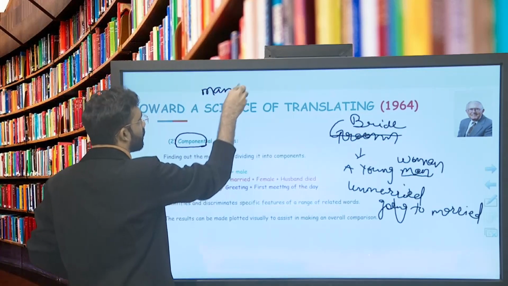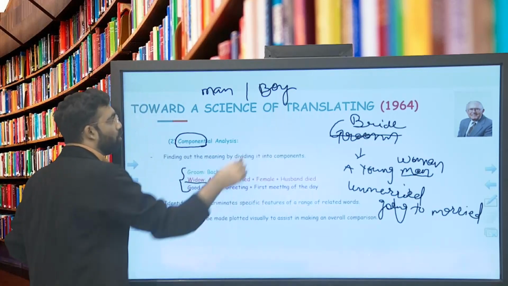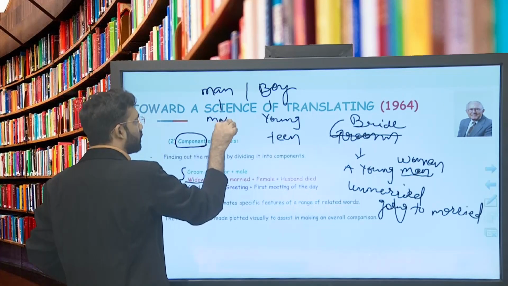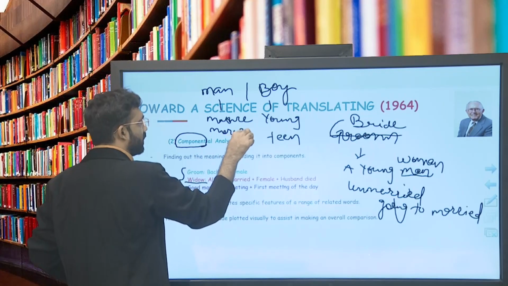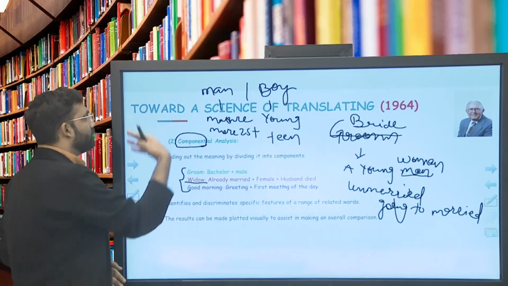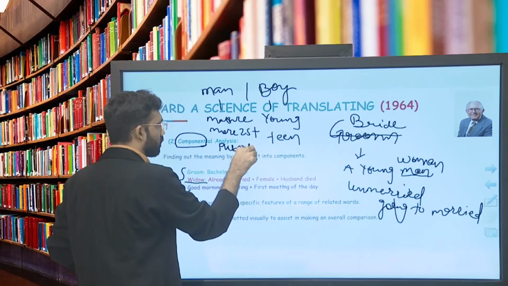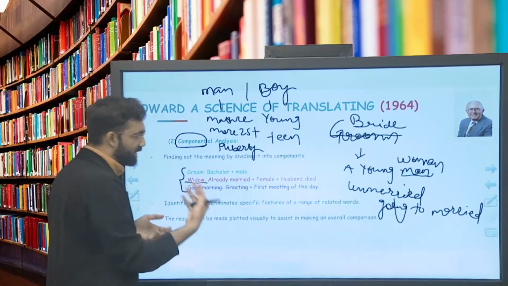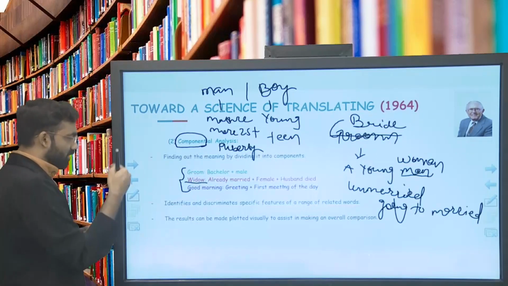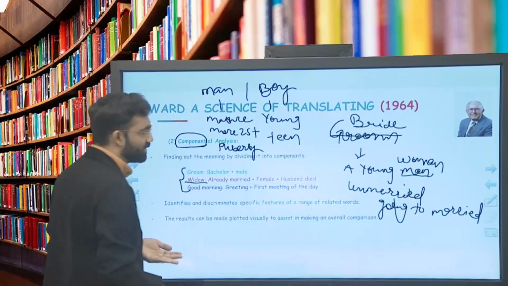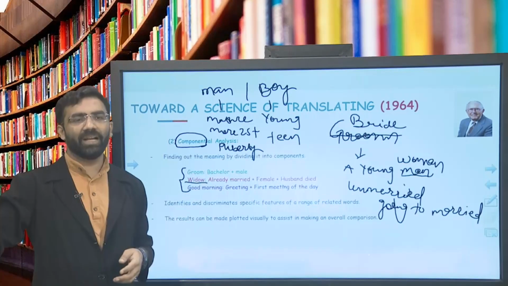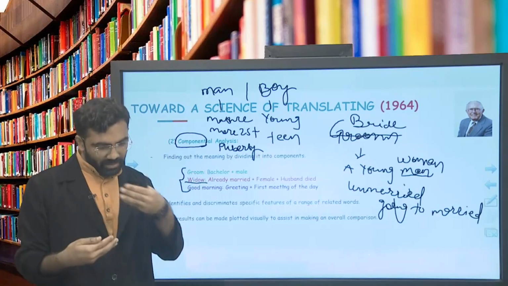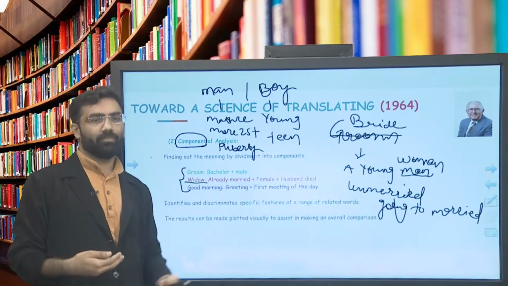Suppose I say man and boy. Boy would be somebody who's young, a teen. Man would be mature, mostly more than 25 years old, somebody who has already left puberty, generally. So it identifies and discriminates specific features of a range of related words. And the results can be plotted visually to assist in making an overall comparison. You would be able to compare those words, and then you will be able to translate them in a better way.